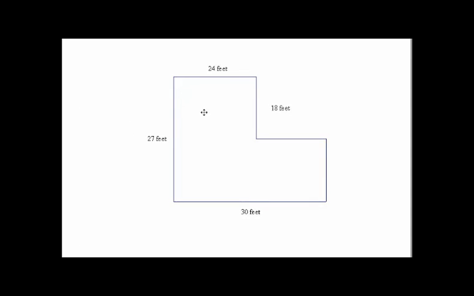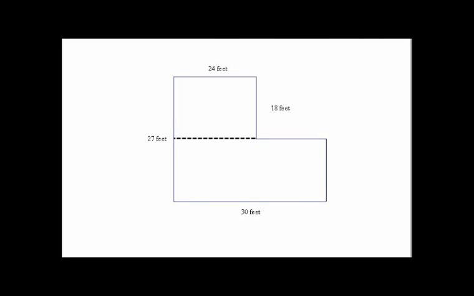Here we have an example of a composite figure, because we can see that this figure can be made up of several different ways. One way we can see it is three different rectangles. We can see two rectangles. We can see one rectangle with a rectangle taken out. So let's look at this as two different rectangles.